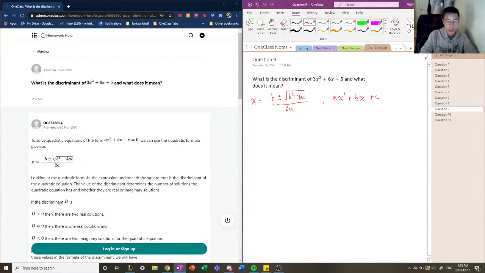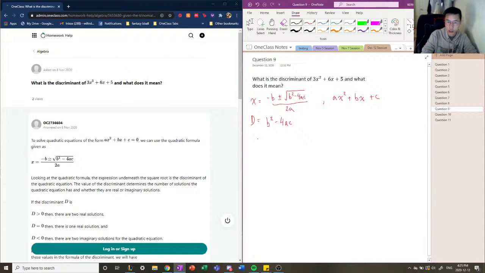The discriminant is found within this quadratic formula, and the discriminant d is equal to b squared minus 4ac. The discriminant is used as a test to evaluate how many solutions or zeros a quadratic function has.